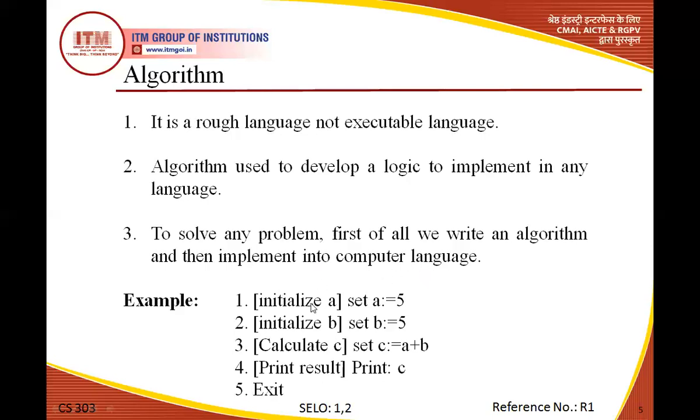Let me give you just an idea of what this type of algorithm looks like. Some steps are there: 1, 2, 3, 4, 5. Here we use a square bracket for a comment, just like a comment line in other languages. Initialize a means that in that line we are initializing the variable a. Set is a keyword we are using. Generally, in an algorithm we use some specified keywords.